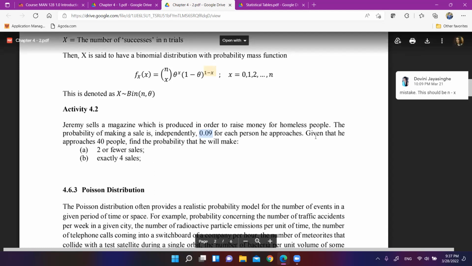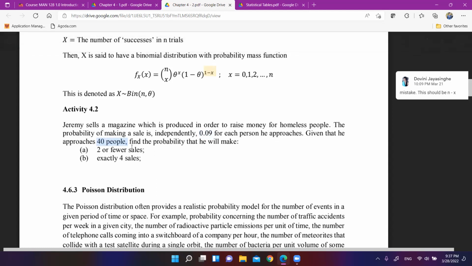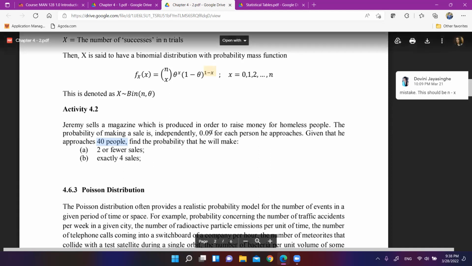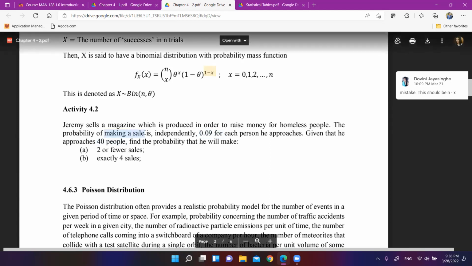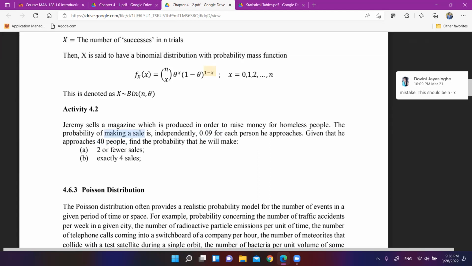කී දෙනෙක් ගාවට ගිහිල්ලා තියනවද මෙයා? 40 people. So this is n number of trials. He has tried selling this magazine to 40 independent people. And we have prior knowledge that he has this much of chance, this is the population parameter, right? This much of chance to sell a particular magazine, to make a single sale.